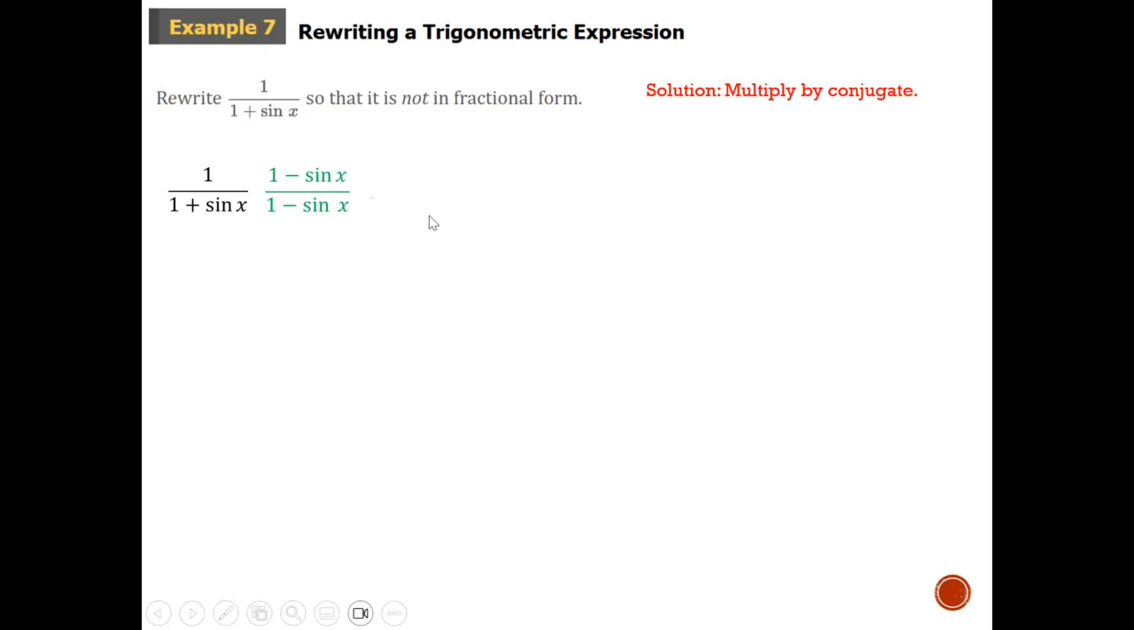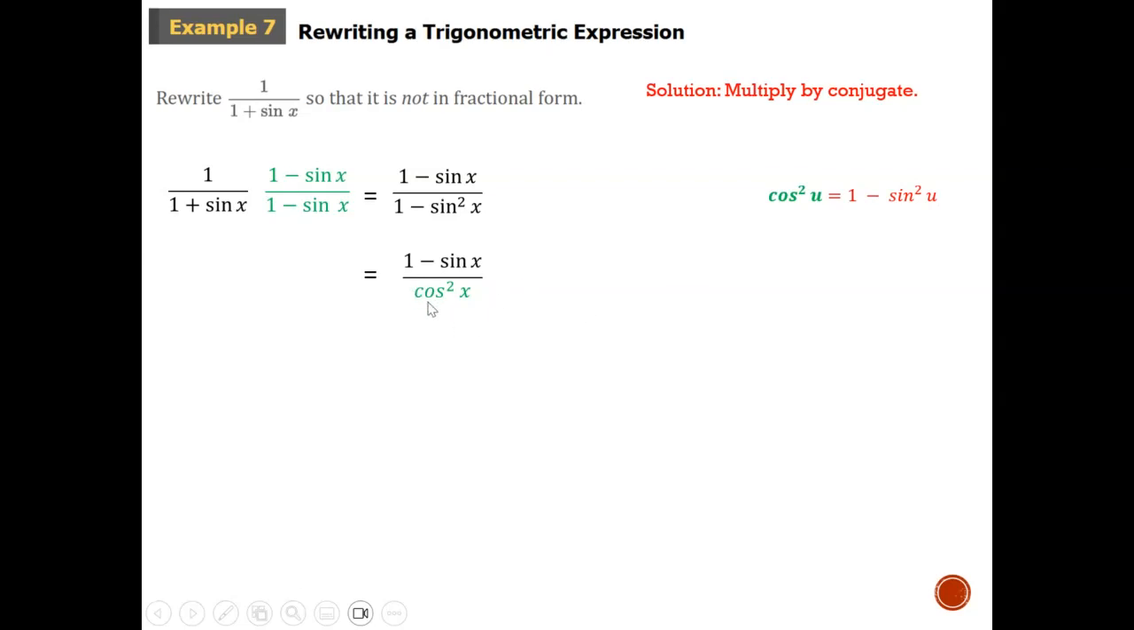Now, on top, it's going to stay the same. It will just be 1 minus sine x. On the bottom, 1 plus sine x times 1 minus sine x will give us 1 minus sine squared x. Again, if you do the FOIL, the two terms in the middle will cancel, so I'm left with 1 minus sine squared x. Now, what's 1 minus sine squared x? Cosine squared x equals 1 minus sine squared x, so I can replace 1 minus sine squared x with cosine squared x.